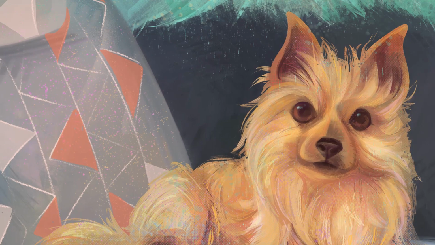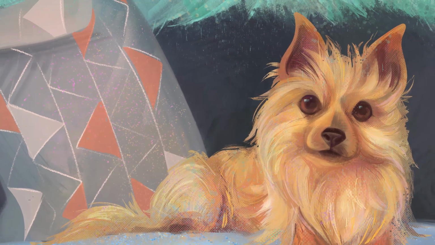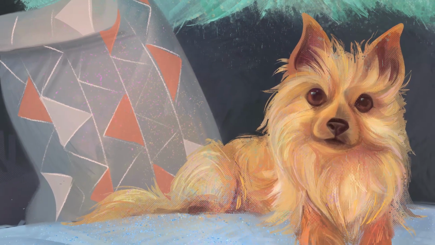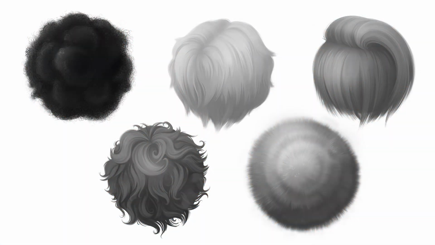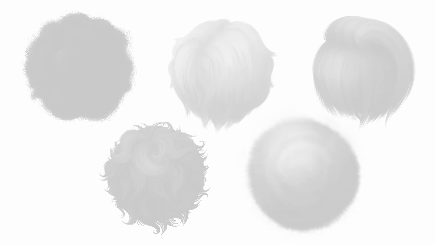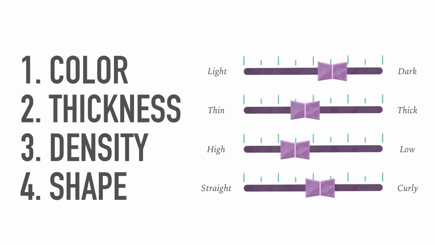In this video, I'm going to teach you how to understand any type of fur and hair and how to paint them. We all know that there are all sorts of varieties of hair and fur. To paint them, we are going to pay attention to its color, its thickness, its density, referring to the amount of hair, and the shape it follows, from straight to super curly. Think of these four elements as levels that we can switch around.